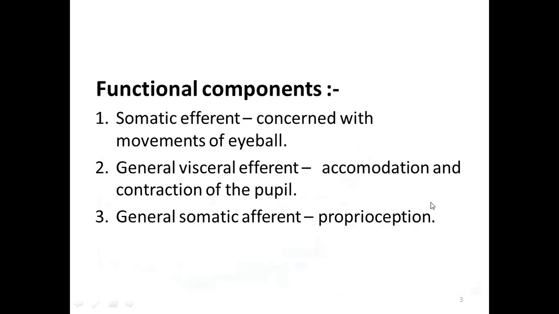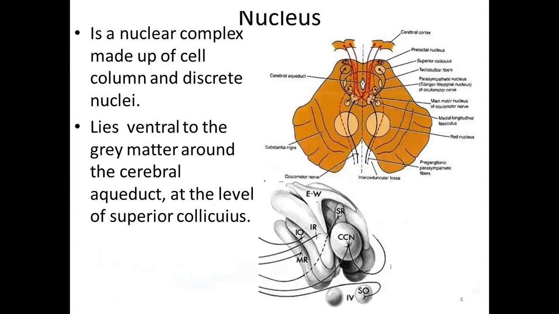The functional components are three: somatic efferent, concerned with the movements of the eyeball; general visceral efferent, concerned with the accommodation and contraction of the pupil; and general somatic afferent, concerned with the proprioception.